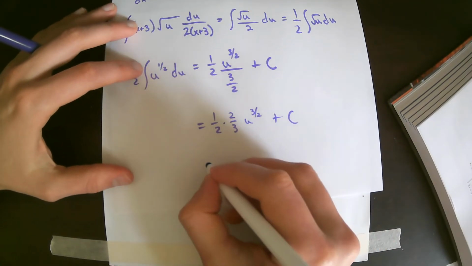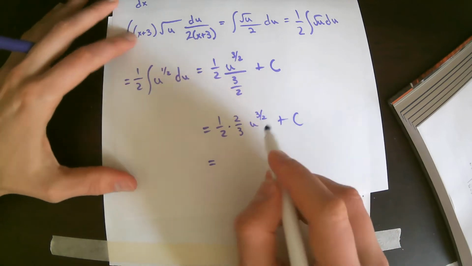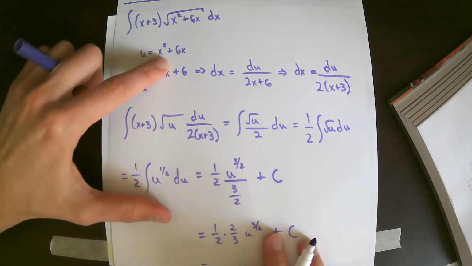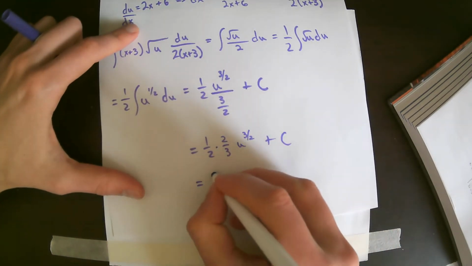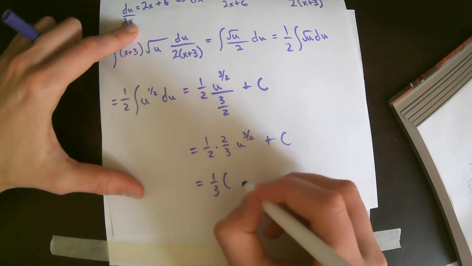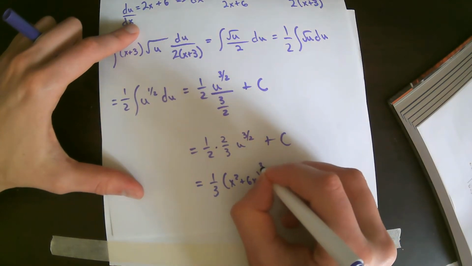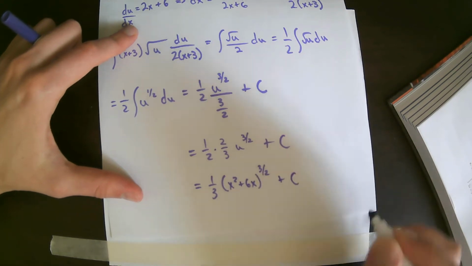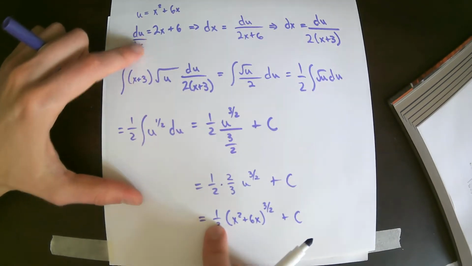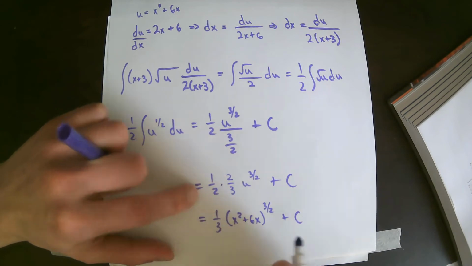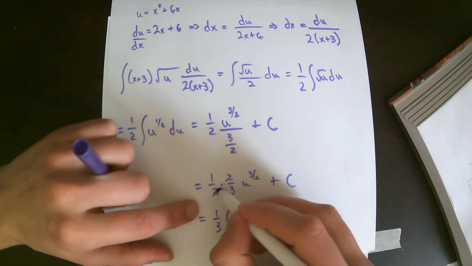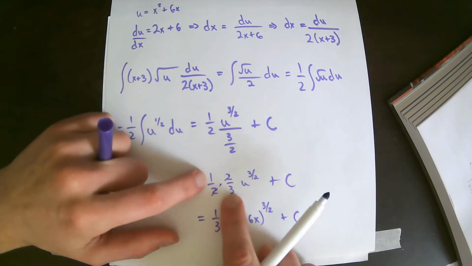Okay, now clean this up, and I'm going to replace u with x squared plus 6x. So I'll have 1/3 times x squared plus 6x raised to the 3/2 plus c. By the way, the 1/3 came from these 2's canceling, right? These 2's. Just leaving me with 1 over 3.